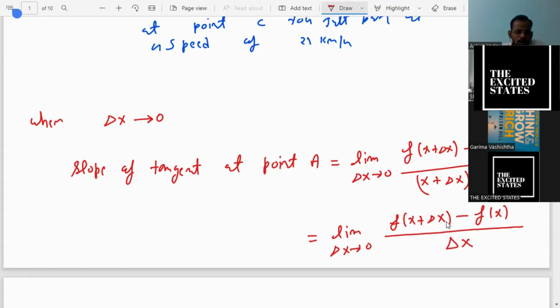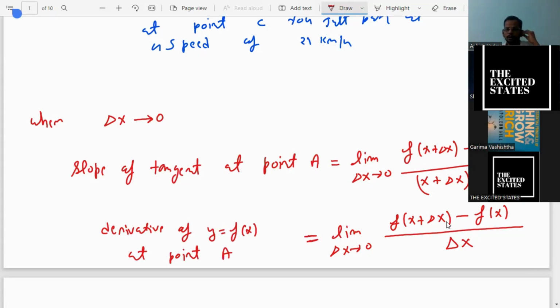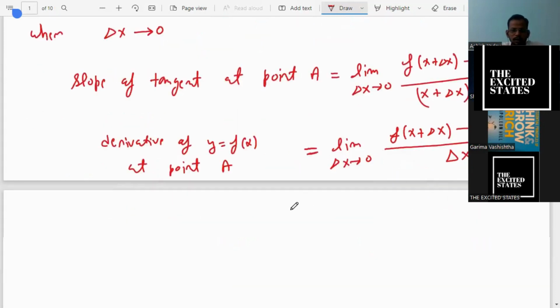This is simply called the derivative of y equal to f of x at point A. So this is a standard definition of derivative at point A. Basically, the derivative of a function at a particular point A simply means the slope of the tangent at that point. Okay, now let's take one example.